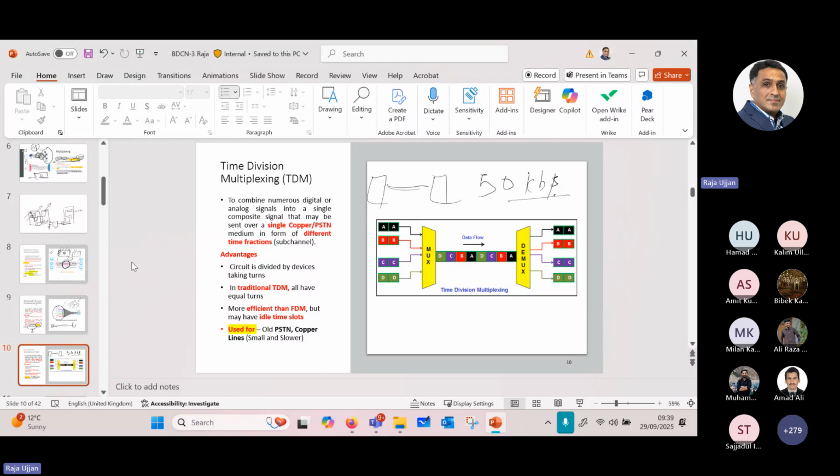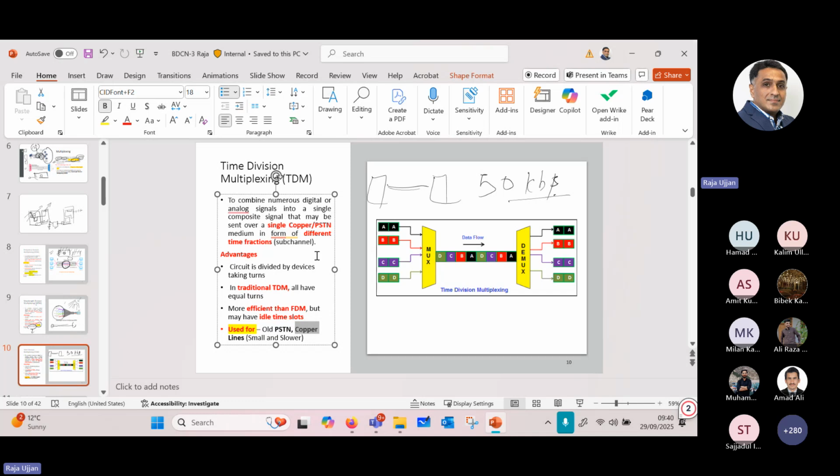The time division was a part of this, but right now it has been improved. All PSTN is still using some copper line, like local area network category 4, 5. They are again using the copper lines, LAN with category 4 and 5.